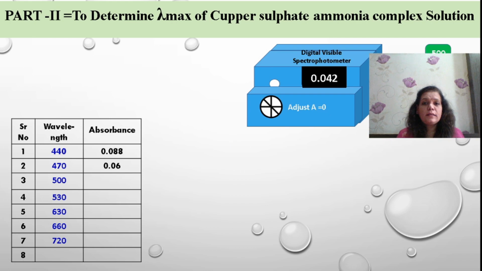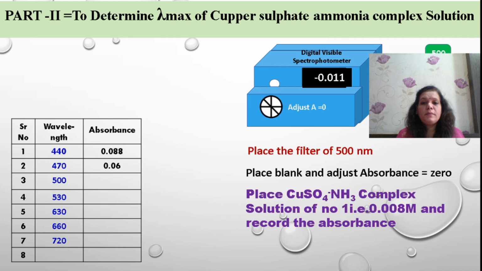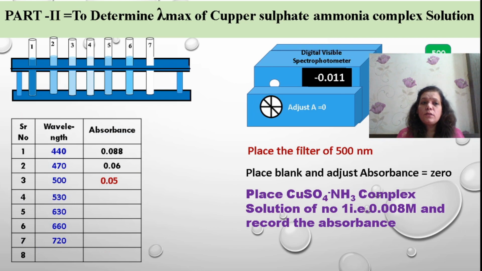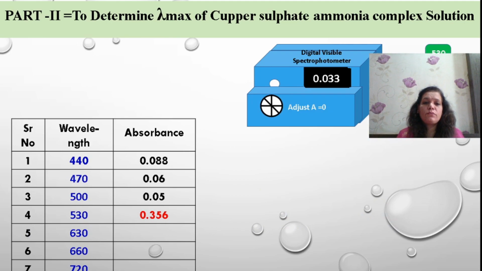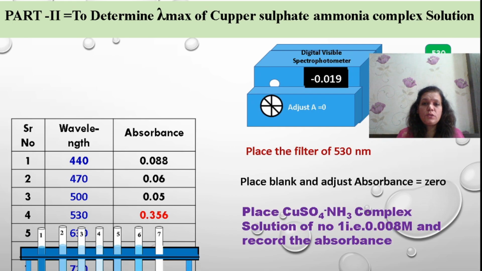What is next? Next I will choose filter 500, place the blank, adjust to 0, then put my copper sulfate ammonia complex solution number 1 to find out the absorbance. Similarly for 530, I need to follow the same procedure.